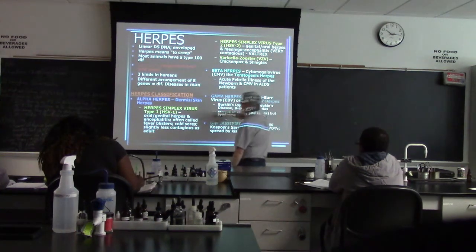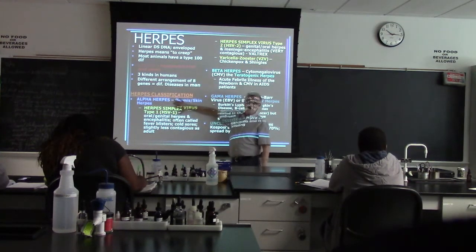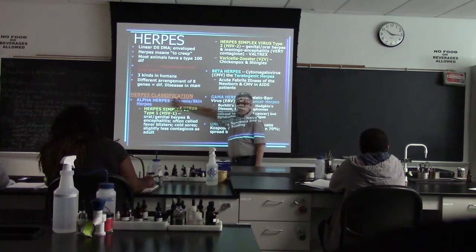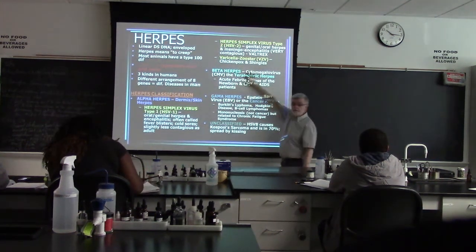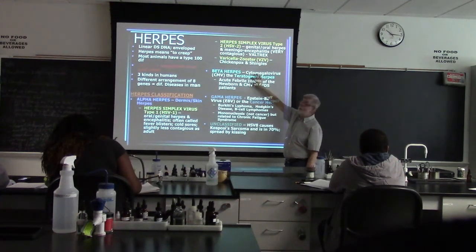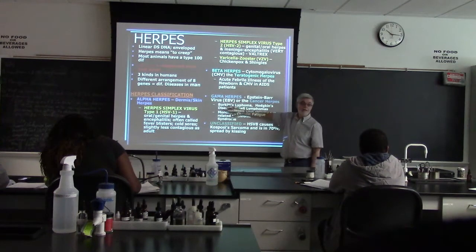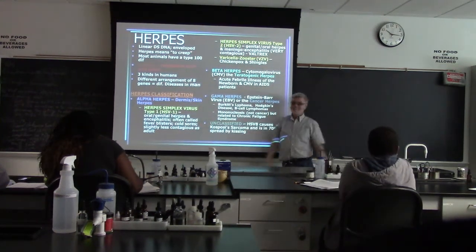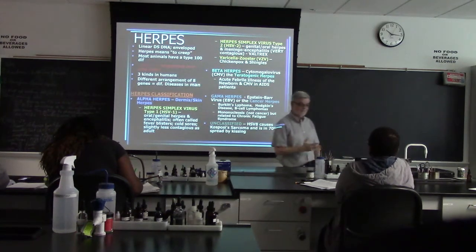And so if it's arranged alpha style, these are called the dermatrophic viruses, the skin. And then if it's beta, those we call the teratogenic herpes. And then there's gamma. And the gamma arrangement is the cancer herpes. So we have herpes for everything.